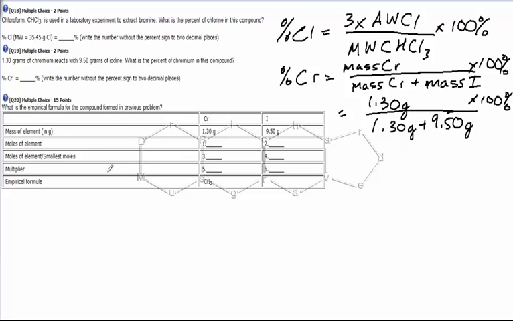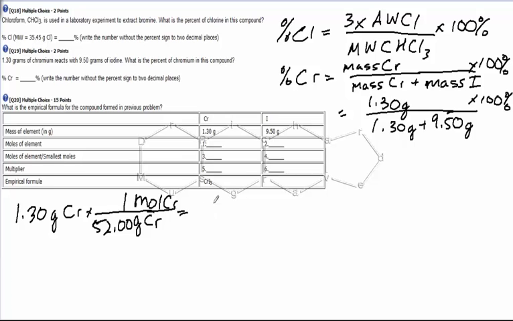chromium in that compound. In the next one, we're asking for the empirical formula of that compound, and the first thing we want to do is we want to figure out the number of moles. So the number of moles of chromium, 1.30 grams of chromium times, and grams of chromium on the bottom, moles of chromium on top. 1 mole of chromium, 52.00 grams of chromium. That's going to be 0.0250 moles of chromium.